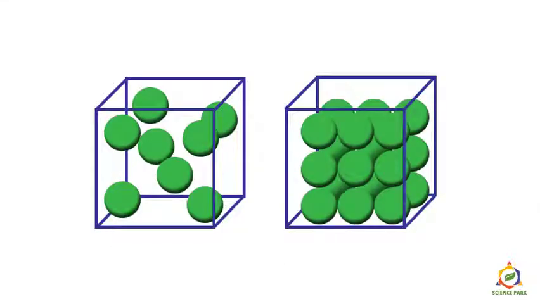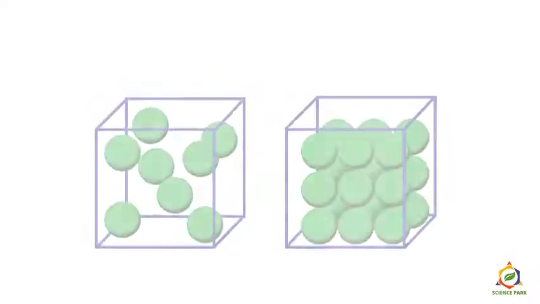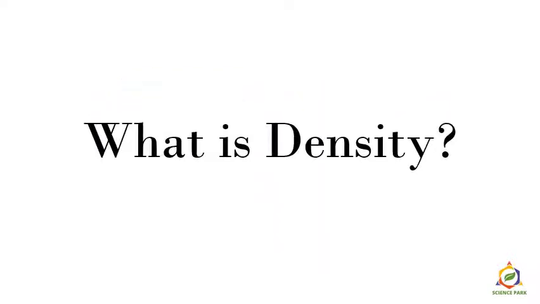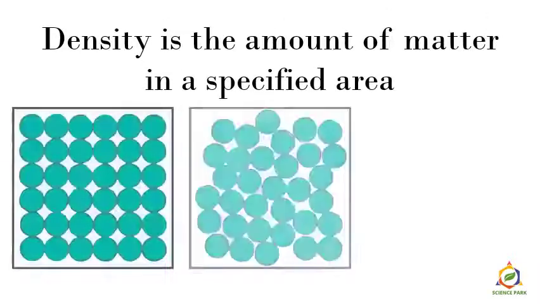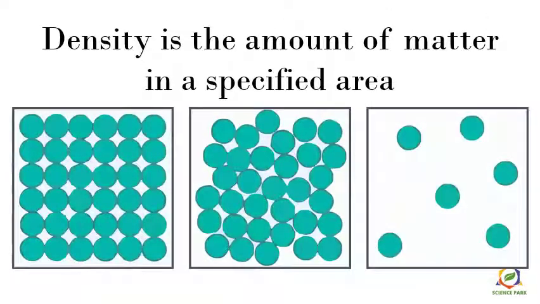So let's begin with what is density? What do you understand by it? So density is the amount of matter in a specified area or a specified space. It means that how much matter is present in the given space.